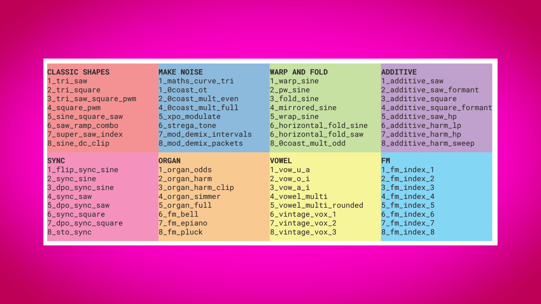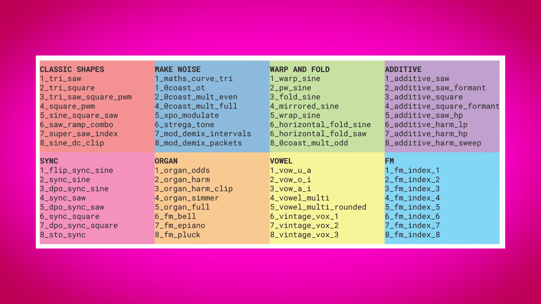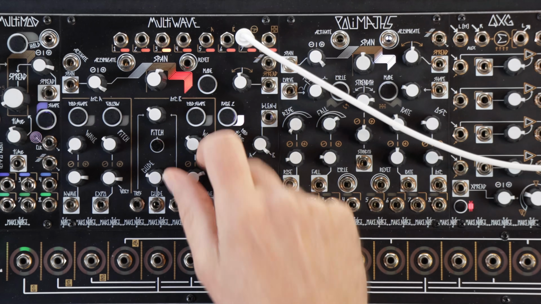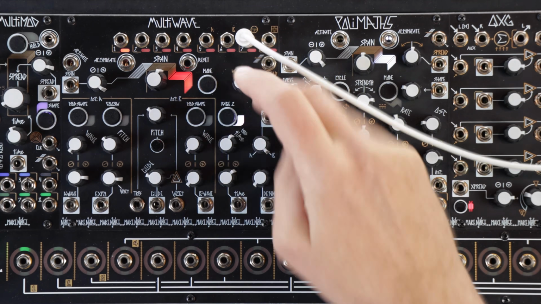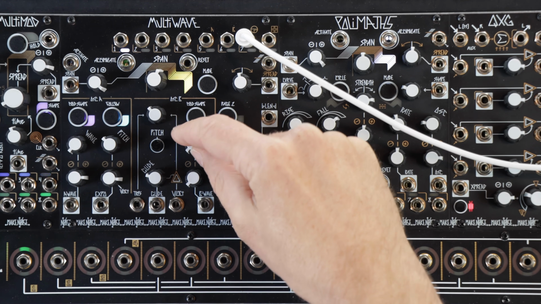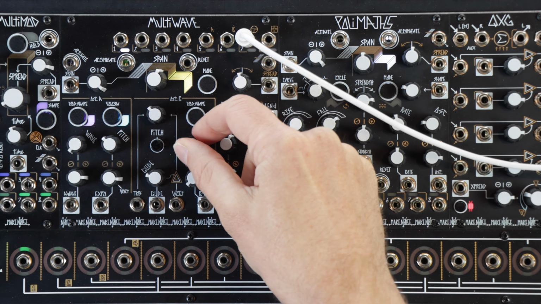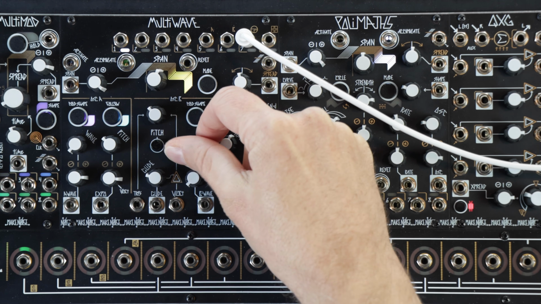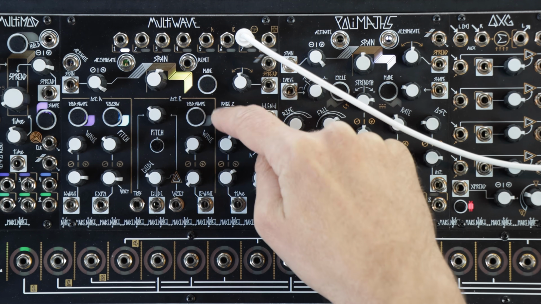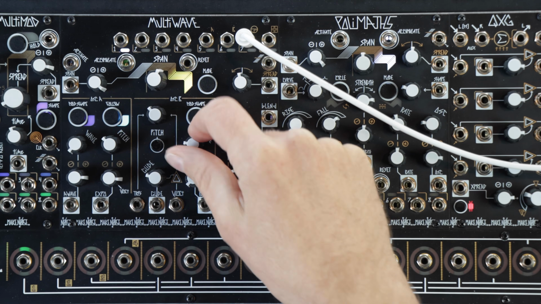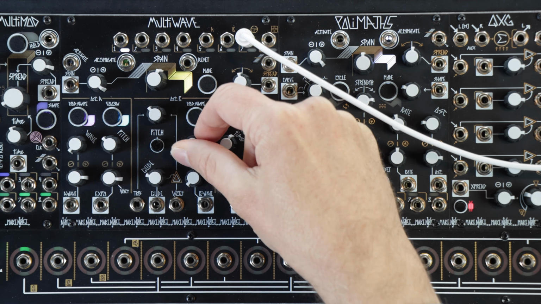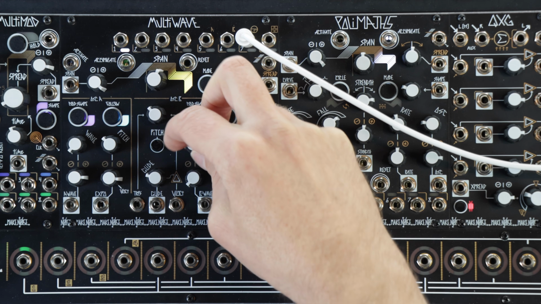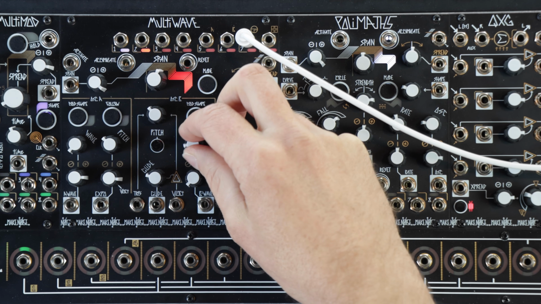The tables are organized into categories, so you know what to expect from each bank. Let's check a few out. In the red bank, we have classic shape transforms. Triangle to saw, triangle to square, sine to square to saw, etc.